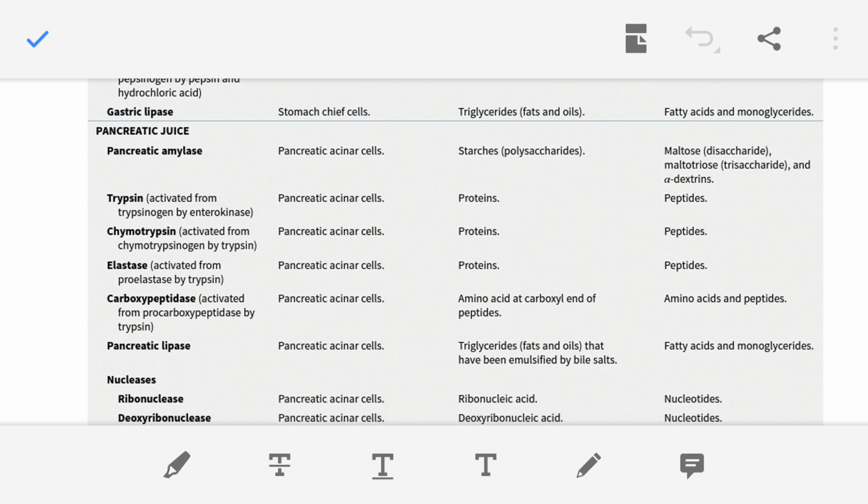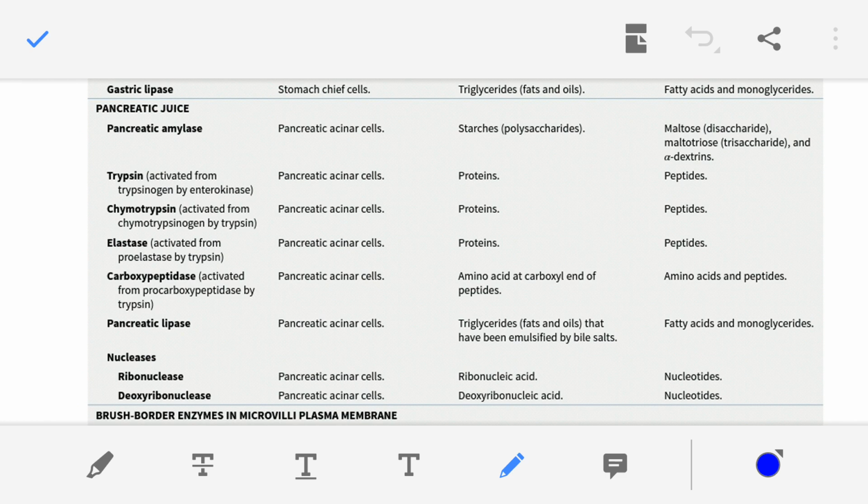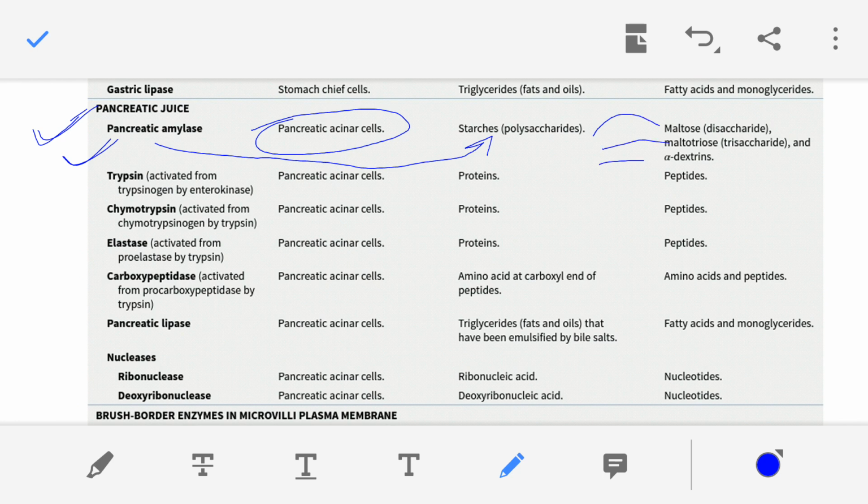Now pancreas. We have studied the histology of the pancreas, and in that we have learned about the pancreatic acinus. In the acinus there are acinar cells, and these cells secrete the pancreatic juice. Now the enzymes of the pancreatic juice, one is pancreatic amylase. Pancreatic amylase digests starch. Starch is converted into maltose, maltotriose, and alpha dextrin.